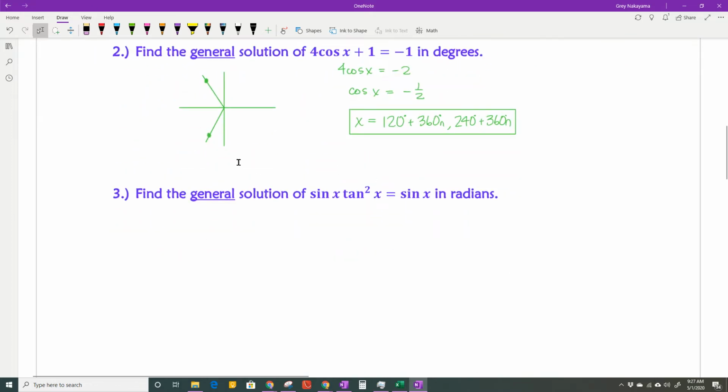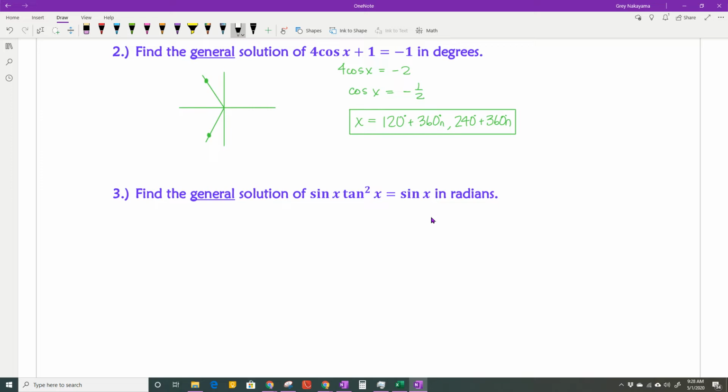Okay, so another find the general solutions. This time it's in radians. So I have sine of x equals tangent squared x times sine of x. Okay, I have more than one trig function. That was the difference in those first two. So if I have more than one trig function, I'm going to try to bring it over to one side and see that I have a common factor.